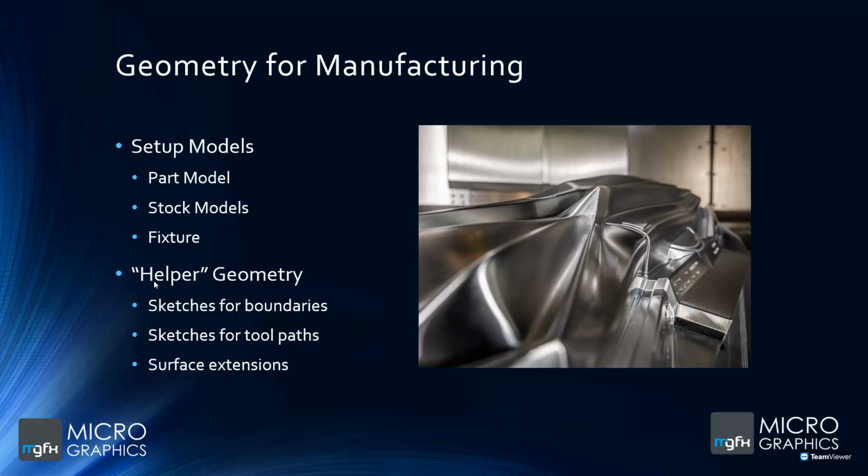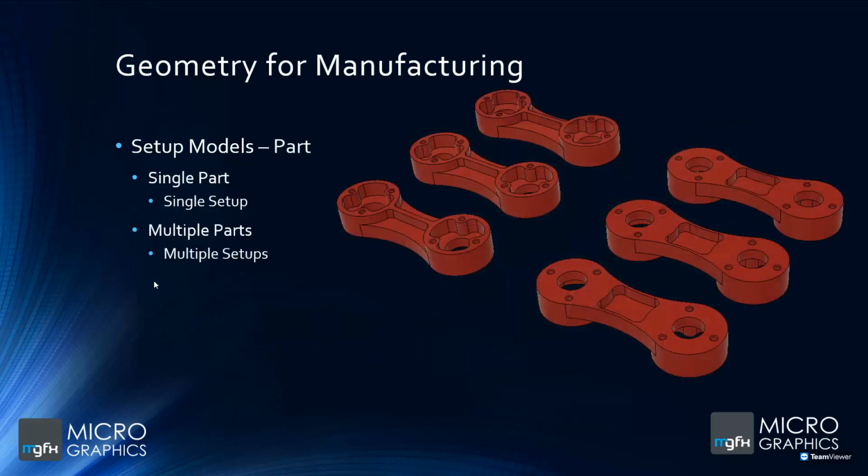And then we'll look at helper geometry, what I call helper geometry. Those would be extra sketches for creating boundaries or toolpaths. And over and above that, you can also create surfaces. I call them surface extensions, to help you get smoother, more predictable toolpaths. And we'll go through some examples on that. So the first portion there, the setup models, looking specifically at the part.